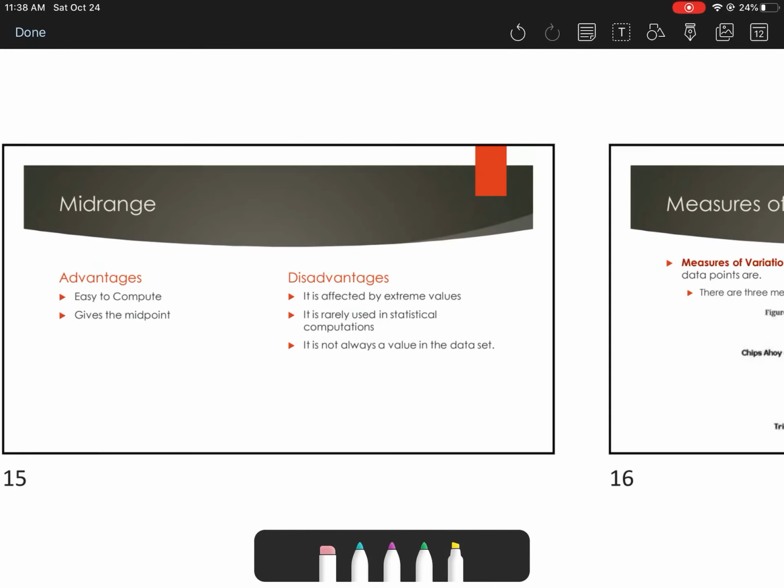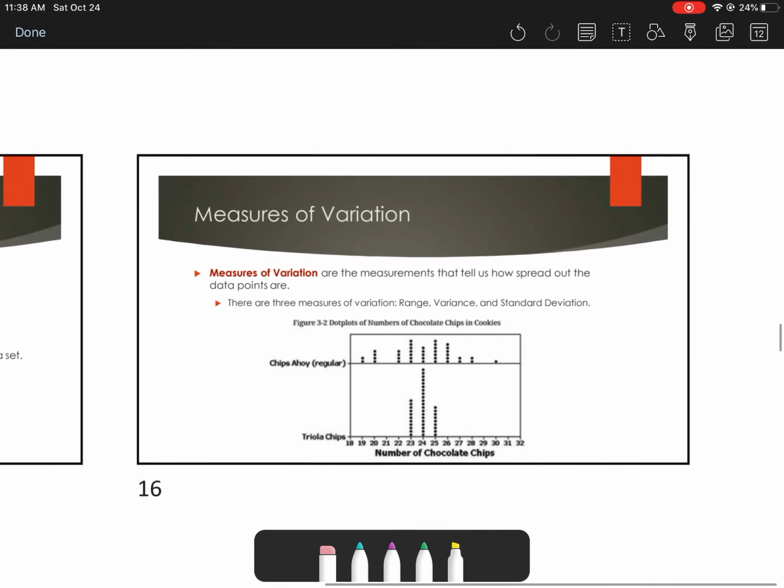Okay, so some advantages and disadvantages of your mid-range. It is easy to compute, and it gives you the midpoint. Disadvantages, just like the mean, it is affected by extreme values. It is rarely used in statistical computations, and it is not always a value in the data set. Okay, so that was all on our measures of center.